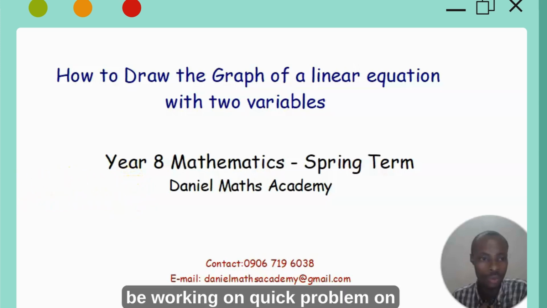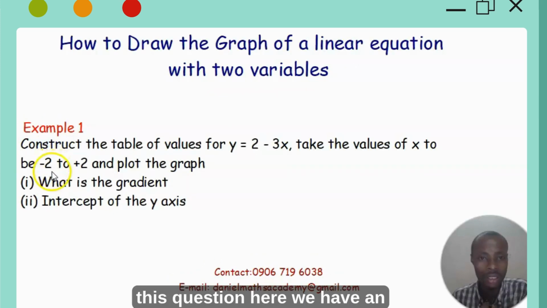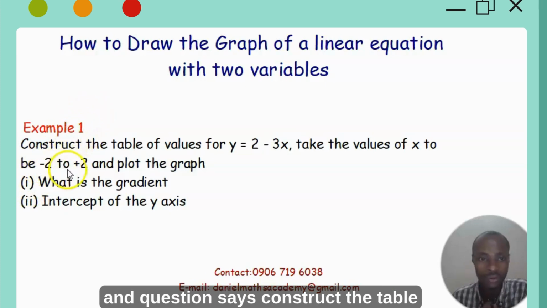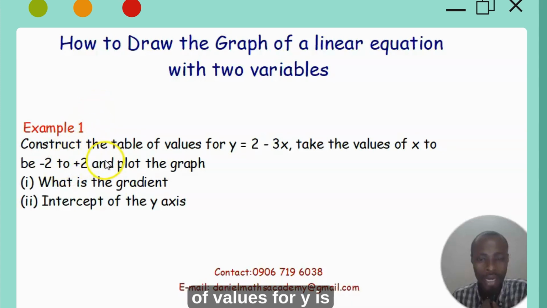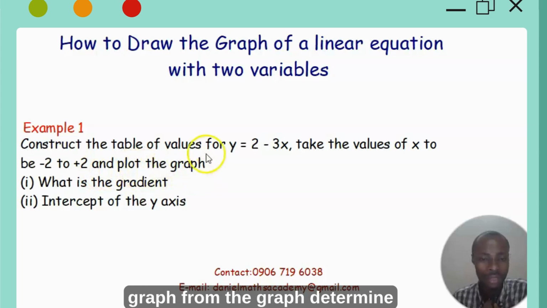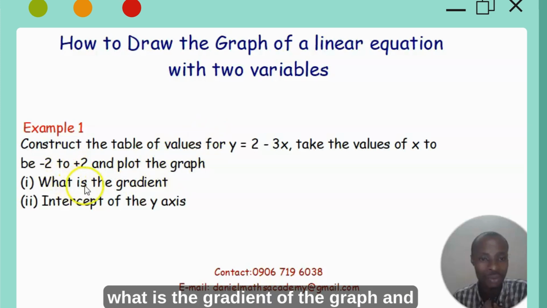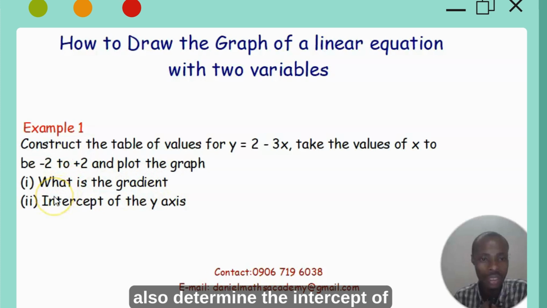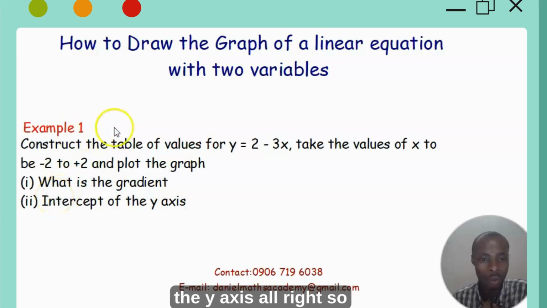We're going to be working on a quick problem. On this question here, we have an example, a problem to solve. The question says construct the table of values for y is equals to 2 minus 3x. Take the values of x to be from minus 2 to plus 2 and go ahead to plot the graph. From the graph, determine what is the gradient of the graph and also determine the intercept of the y-axis.